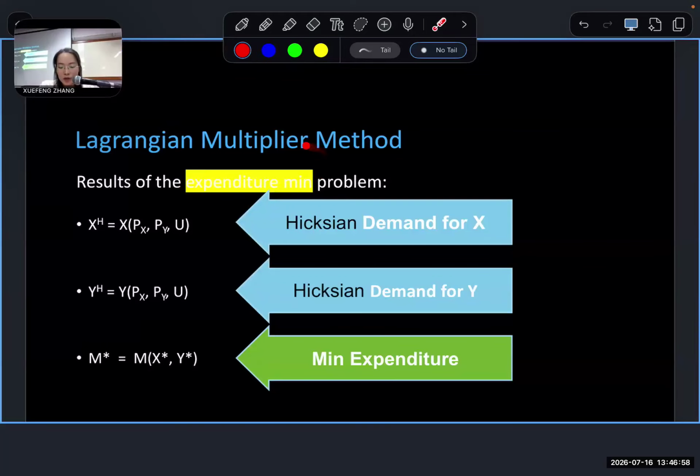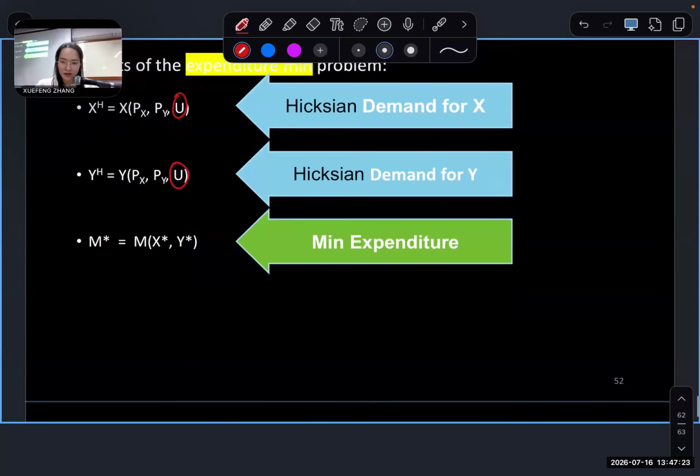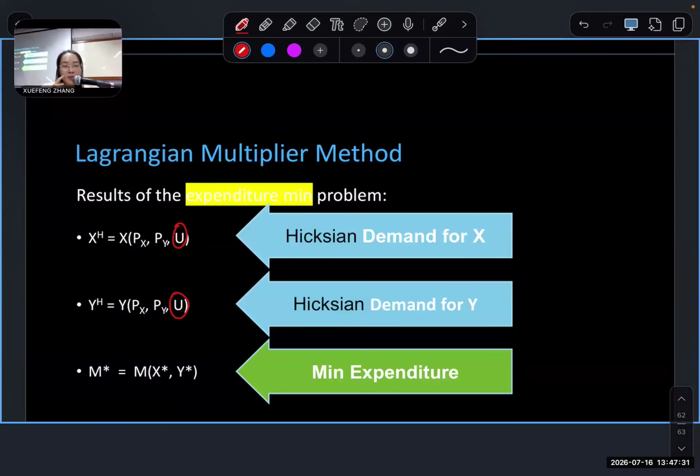If you solve this expenditure minimization problem, you'll get Hicksian demand for X and Hicksian demand for Y. Be careful, it's totally different from Marshallian demand. This time, you are given utility as constant. Let me summarize again. Is it clear, the difference between Marshallian demand and Hicksian demand so far?